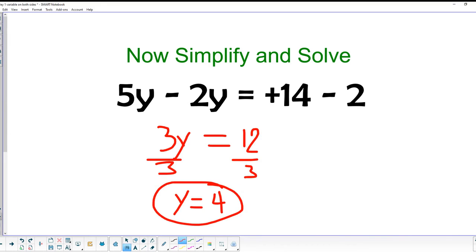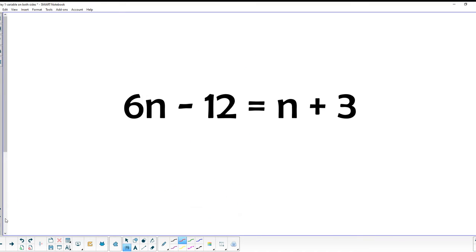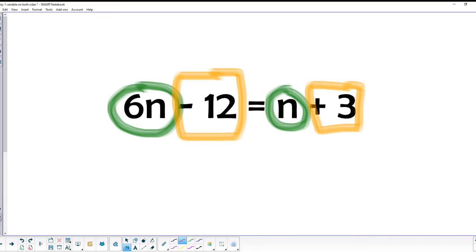All right, let's try another one. Here's our original equation with variables on both sides. Let's identify the like terms. So we have 6n on the left side, 1n on the right side, negative 12 on the left side, and 3 on the right side. Those are two pairs of like terms.